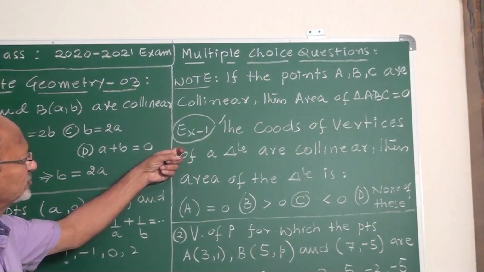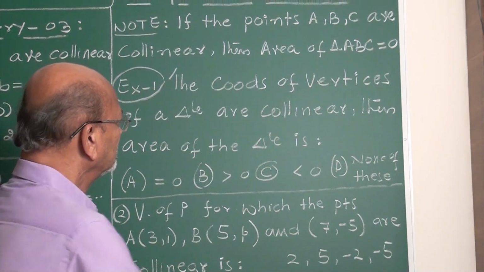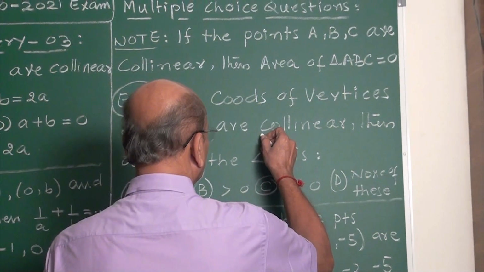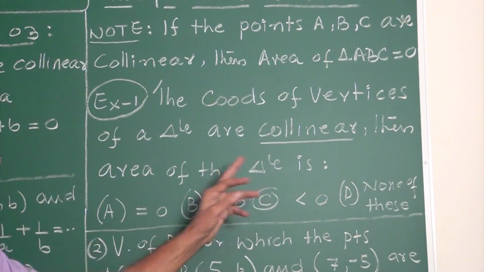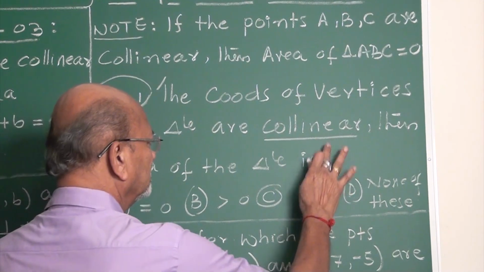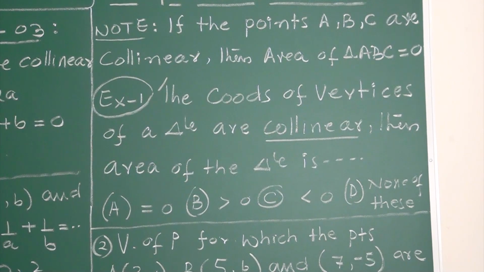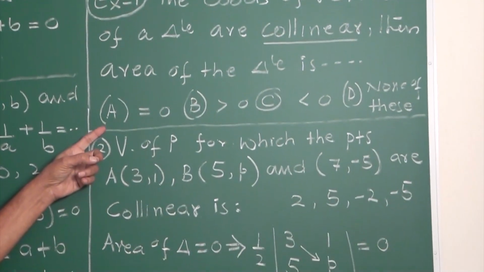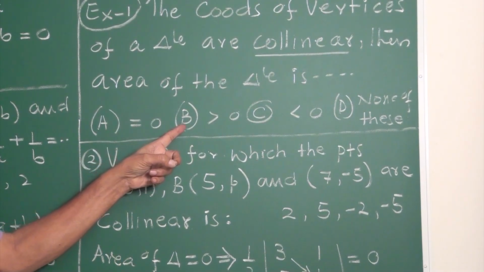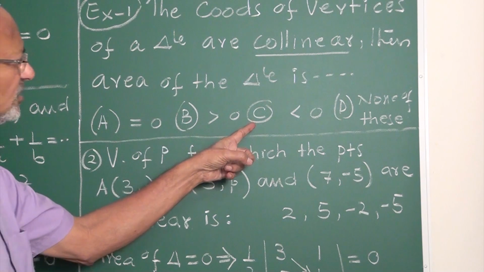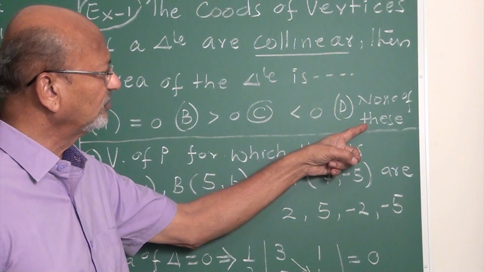See, this is the first question. The coordinates of the vertices of a triangle are collinear. Then the area of the triangle is dash. First option, area equal to 0. Second option, area greater than 0. Third option, area less than 0. The fourth option is none of these.